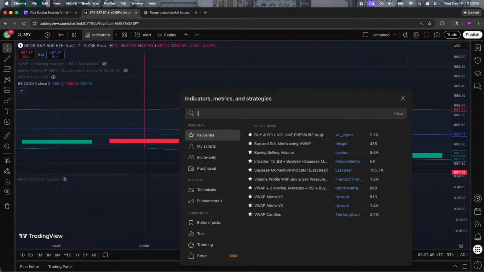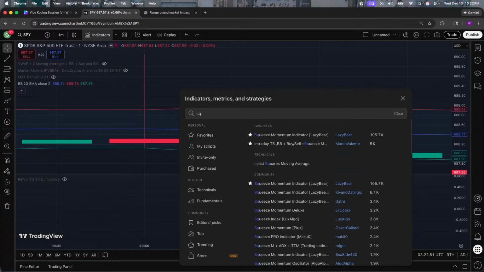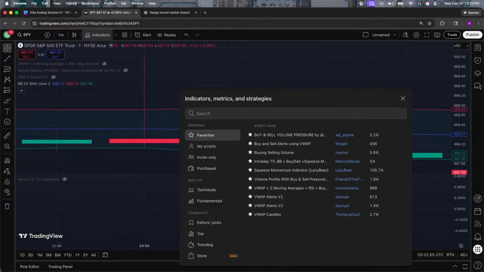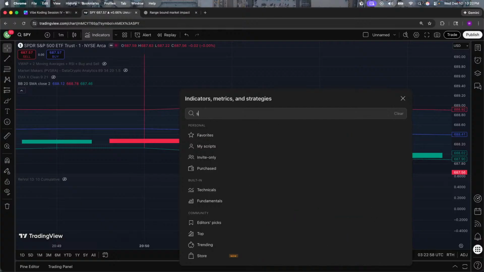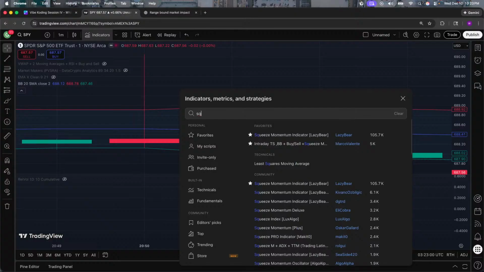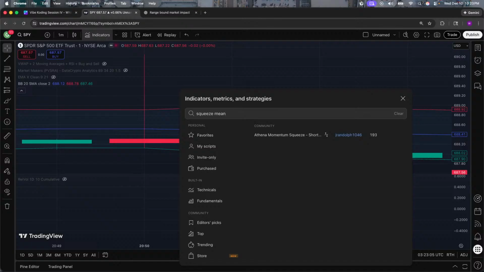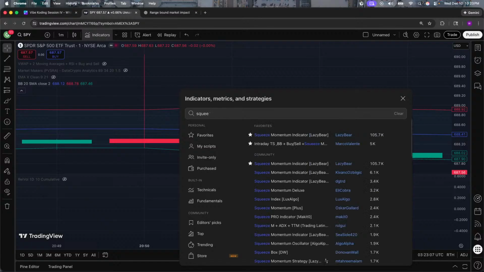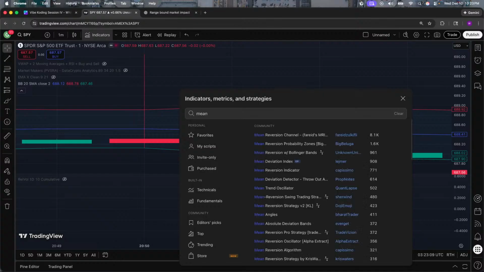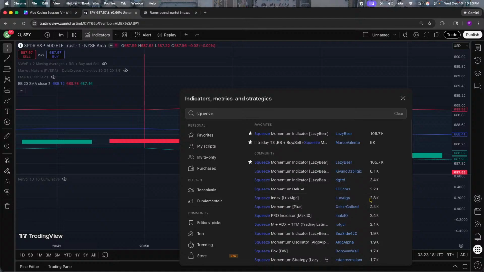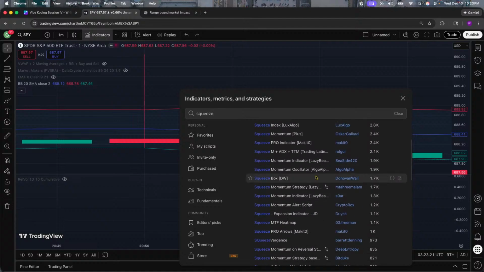There's this squeeze. You know what? Oh, I thought I seen it. Okay, hold on. Give me 1 second. Squeeze mean. Let's put mean. Matter of fact, let's just switch it up. Let's just go to squeeze. And you'll see what I mean. Just give me a second.